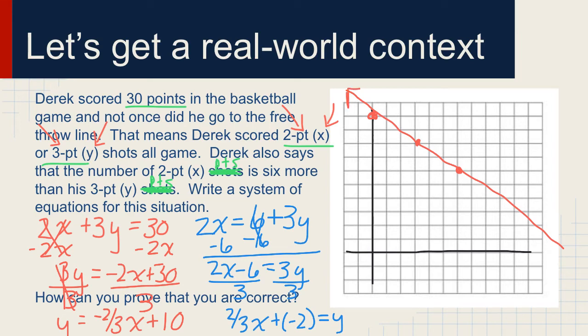Okay. And then for my blue graph, I subtracted 6 from both sides, and then I divided both sides by 3. So I ended up with 2/3 x plus negative 2 equals y. So I'm going to start at 0, negative 2 right here. I'm going to count up 2 over 3, up 2 over 3, and I'm going to connect my dots.